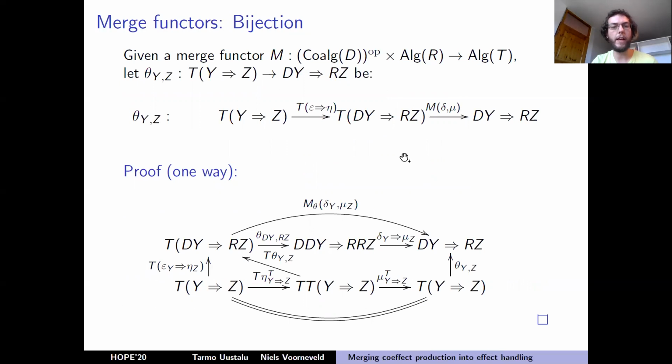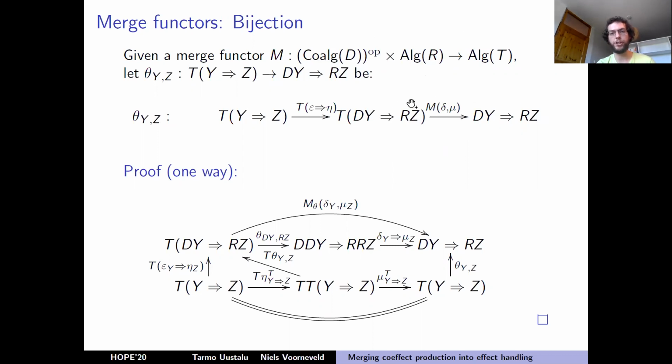And just for fun, I'll also give the inverse of this thing. As we've seen, we can extract the merge functor from an interaction law just by composition. But given the merge functor, we can again retrieve the interaction law by decomposition. And what we do is the following. In general, we might not have a nice coalgebra and algebra for R. The only types of coalgebras and algebras we have in general will be the co-free coalgebra and the free algebra. And so that's what we do. We apply the merge functor to the co-free coalgebra on Y and the free algebra on R and Z.